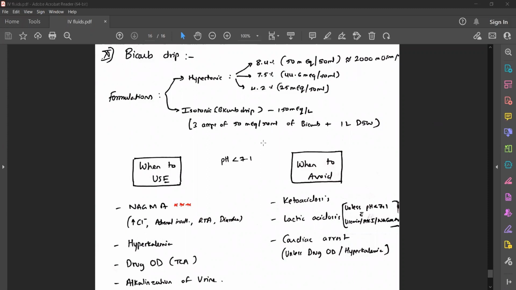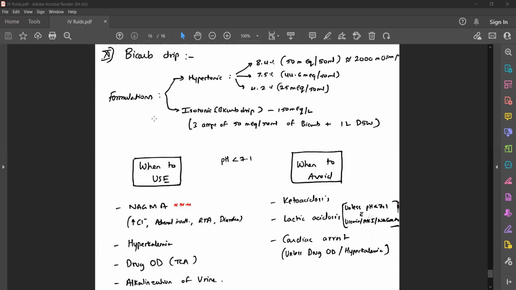The reason I'm telling you this is that just using bicarb in an acidotic patient without figuring out why the patient is acidotic in the first place is like giving somebody acetaminophen for fever when they are septic, and you're not fixing the underlying problem by giving them antibiotics. So this is something that you have to remember.